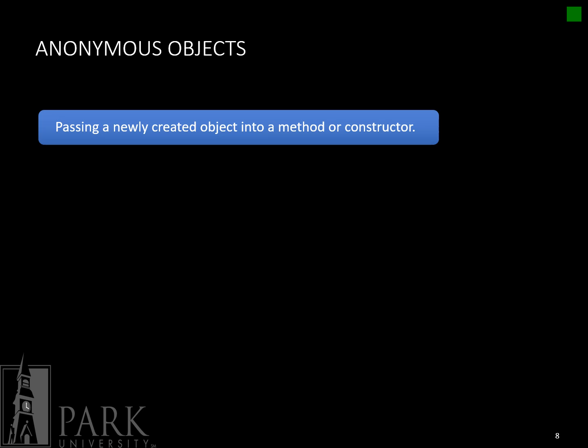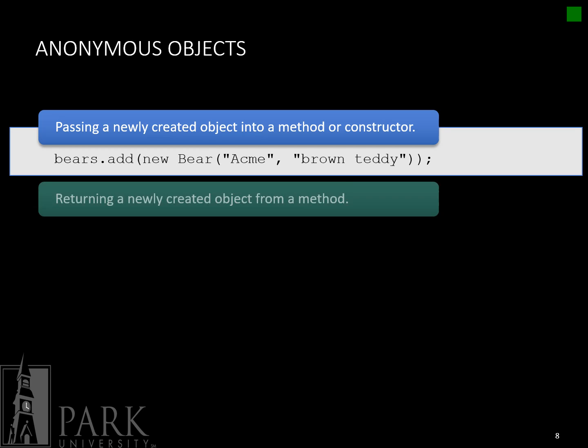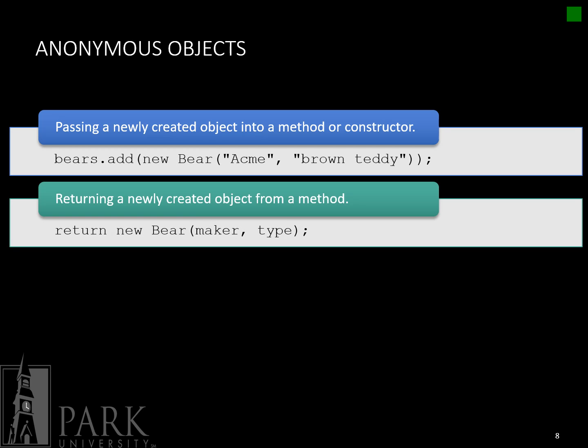So to recap, the bear store program contains several examples of using anonymous objects. And in general, you'll see anonymous objects being used in two main ways. Number one is passing an object into a method, like this, or returning an object, like this. So that's the common place where you're going to see anonymous objects being used.